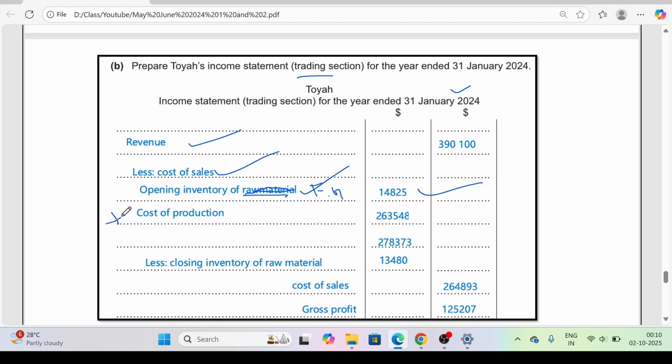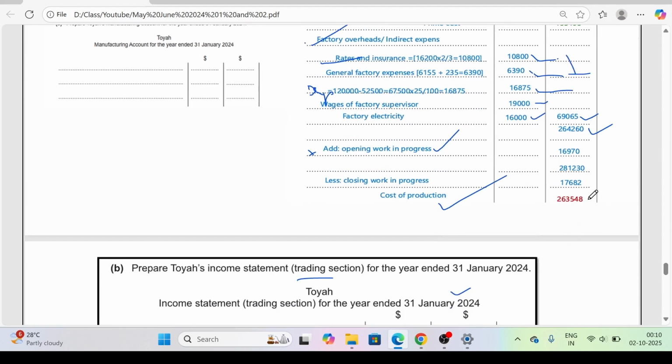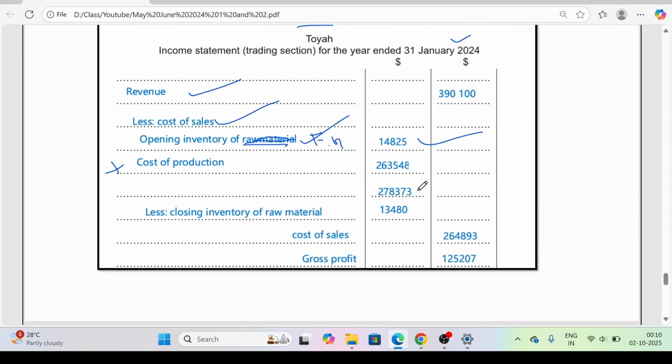Then very important, cost of production. Okay, cost of production we already got 263,548. That amount please add it. The total amount will be 278,373. Then for that, please minus the closing inventory. You will get the cost of sales 264,893. So minus from the revenue, you will get the gross profit. Okay, so this is income statement trading section.